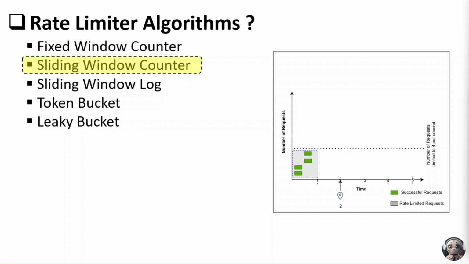Let's say the clock starts at 0 minutes, and you're allowed to make 4 requests every minute. You make 2 requests in the initial 30 seconds. So far, you're well within the limit. The algorithm records that you've made 2 requests in this time period. In the next 30 seconds, you make 2 more requests. Now, you've made 4 requests in the past 60 seconds, still within the limit.